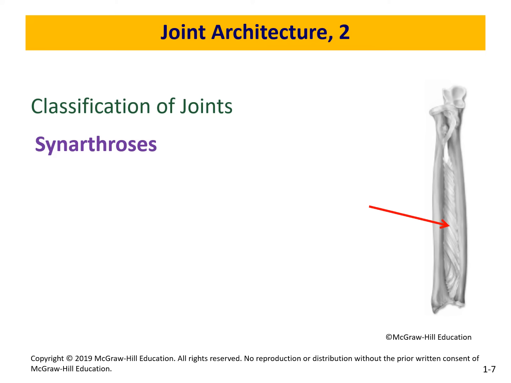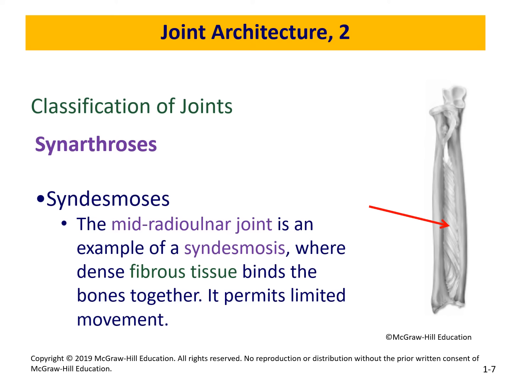Another example of synarthrosis joints is actually the mid-radioulnar joint, which is in the hand, right? We have something called a syndesmosis joint, and that's a fibrous tissue binding the bones together, and it permits very limited movement. And that's another example of synarthrosis joints. Make sense? So the first one, synarthrosis: no movement, very limited movement for the joints.